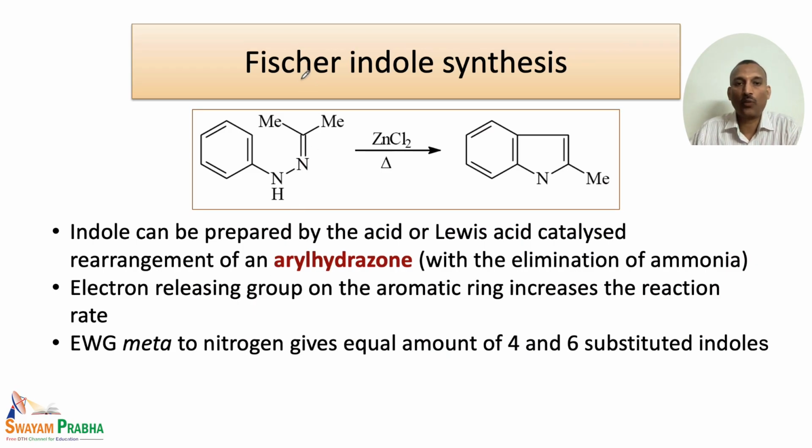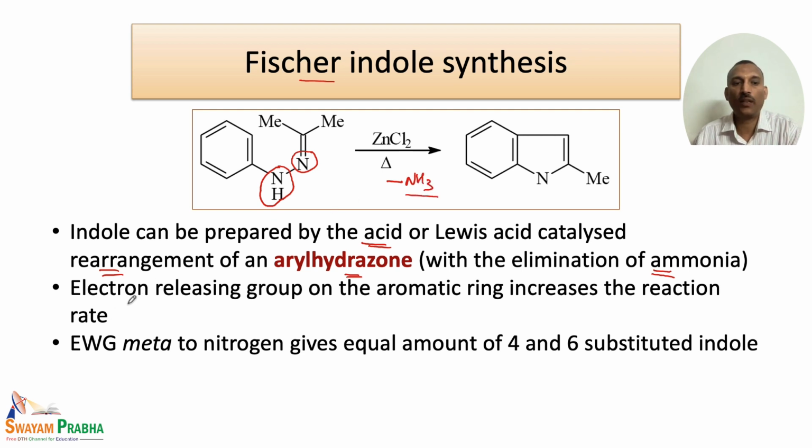So let us look at what the Fischer indole synthesis is. According to this method, by using Lewis acids or acid catalyzed reaction, especially the rearrangement reaction of aryl hydrazone leads to the formation of indoles. Here there is a loss of ammonia. If you look at the aryl hydrazone, we have two nitrogen atoms, and out of the two nitrogen atoms, one nitrogen is lost as an ammonia molecule, and we end up with the final indole product.